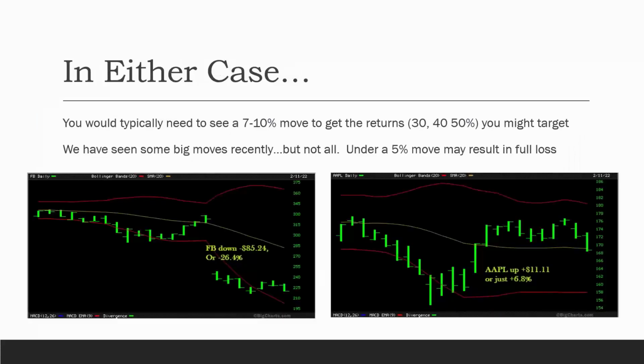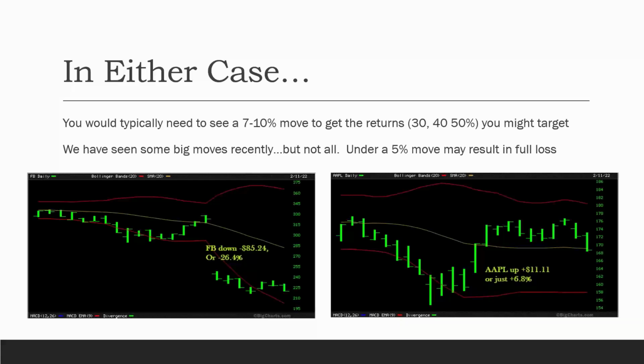Now, as I mentioned, in either structure, the in the money strangle, the out of the money long strangle, or the at the money long straddle, a 7 to 10% movement is really the expectation to get the returns. And I mean, even on 30, 40, or 50% returns that you might be trying to target.